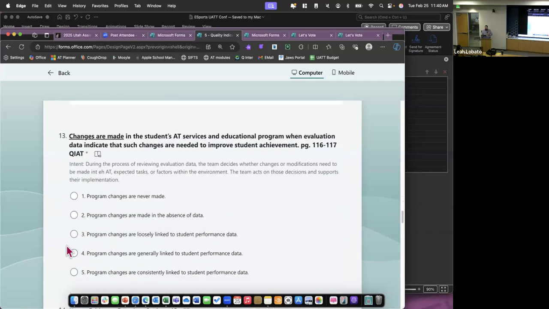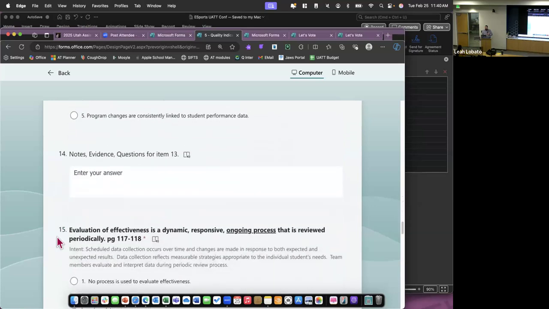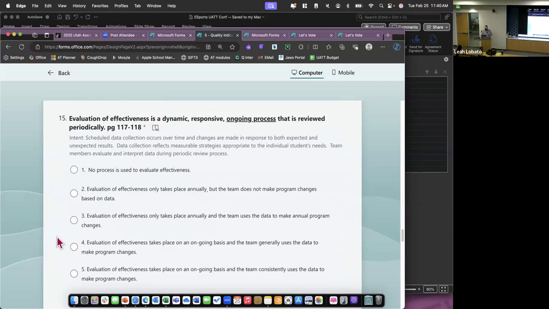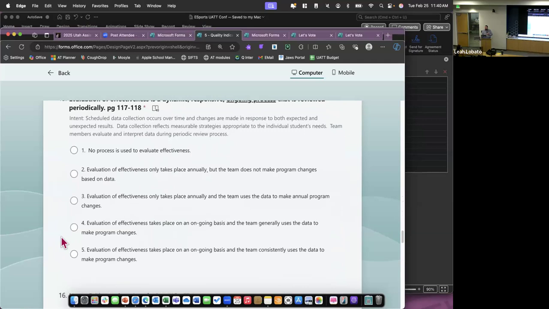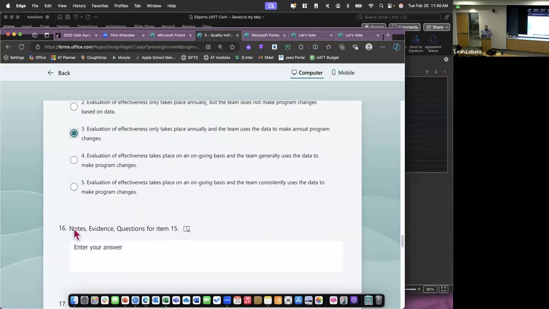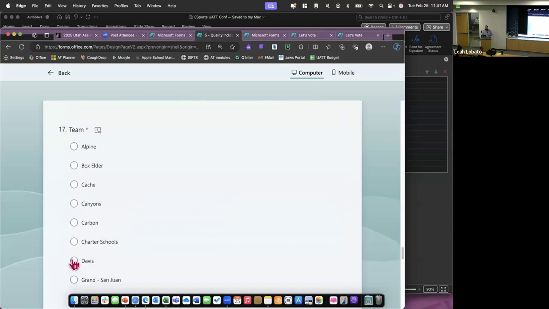Superficially analyzed. Changes are made to the student's IEP. What do I want to put here? I'm going to put a 3 for us. Evaluation of effectiveness is a dynamic and responsive ongoing process that is reviewed periodically. I'm going to go with annual on that one because this is where we're best, is annual. We have some outliers, but most of it's that.